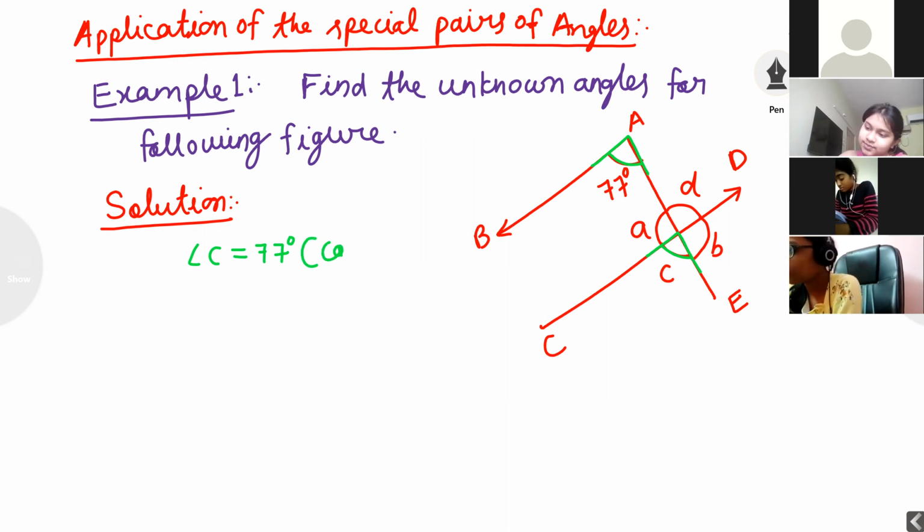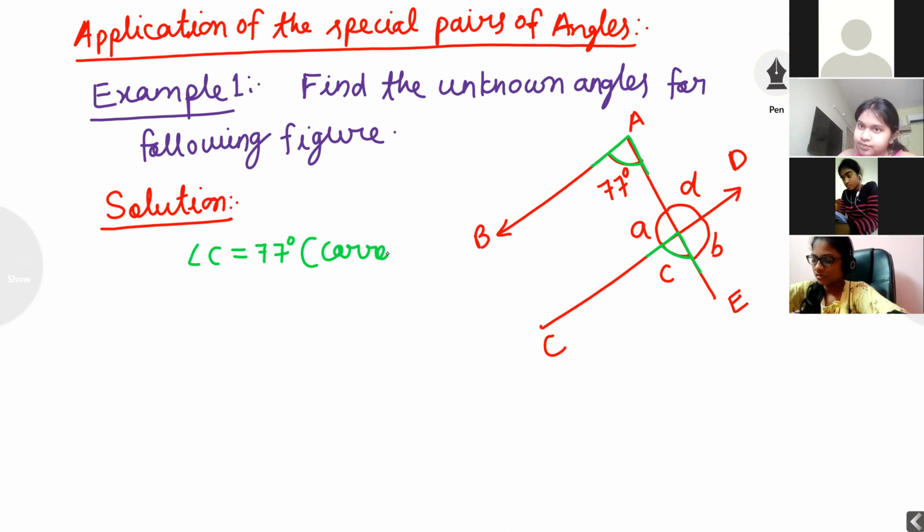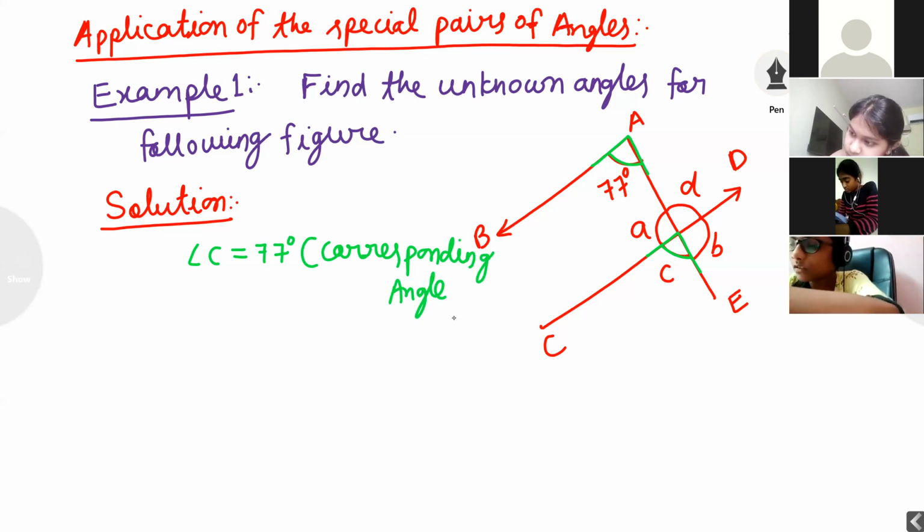Mentioning the reason is very, very important, students. Yesterday, many students solved the question but did not mention the reason. It is very important when we are writing answers to descriptive questions. Corresponding angles. If we know one angle, I can find out each and every angle.